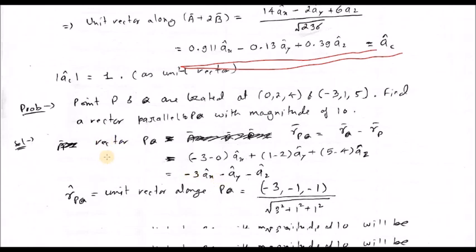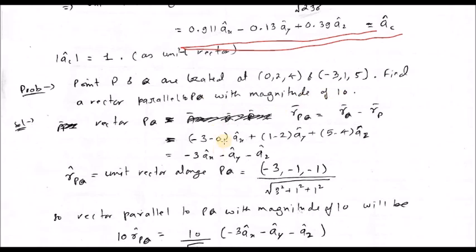Next problem is: points P and Q are located at (0, 2, 4) and (-3, 1, 5). Find a vector parallel to PQ with magnitude of 10. Here, first you have to find a unit vector along PQ and then multiply this unit vector by 10, and you will get the solution. We find vector PQ as RPQ, which is RQ minus RP. So this is the vector PQ.